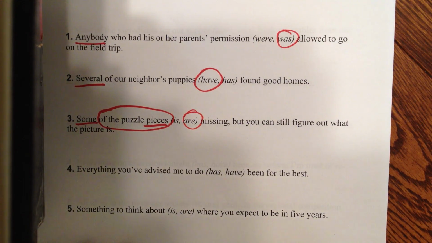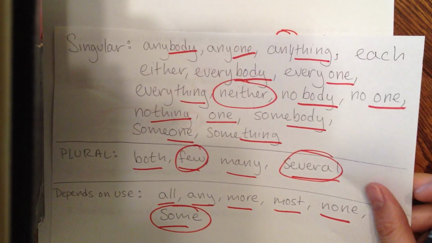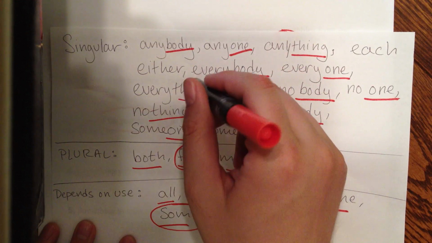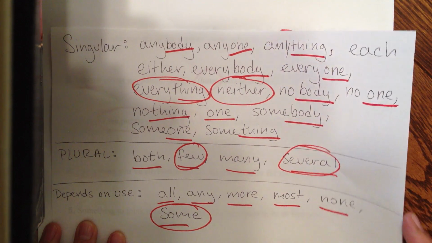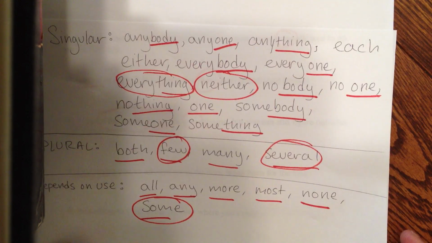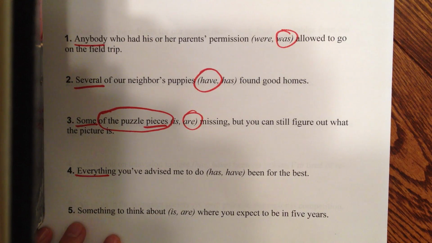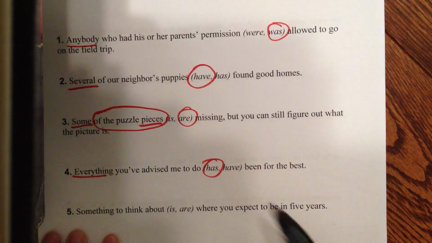4. Everything. Here's our subject. Let's look at our lists. Everything is singular. Here it is. In fact, all of the words with thing in it, everything, something, anything, nothing, these are all singular. So that means a verb that ends in S. Everything you advise me to do has.